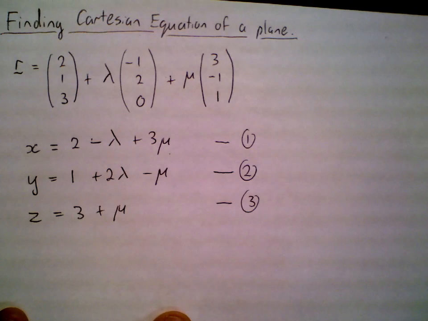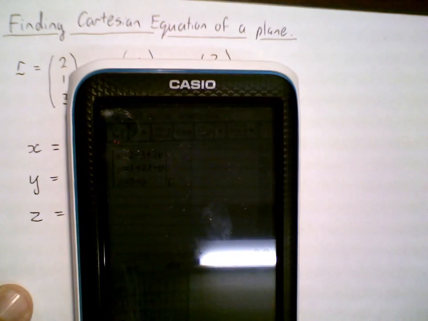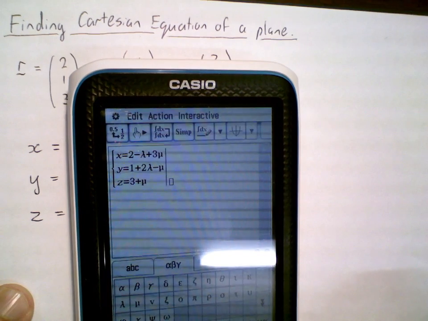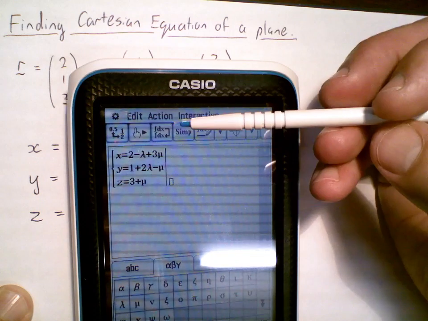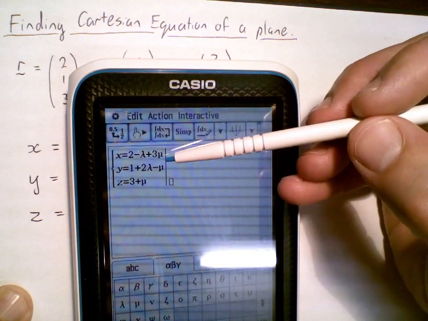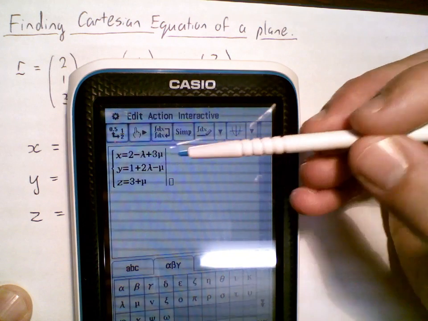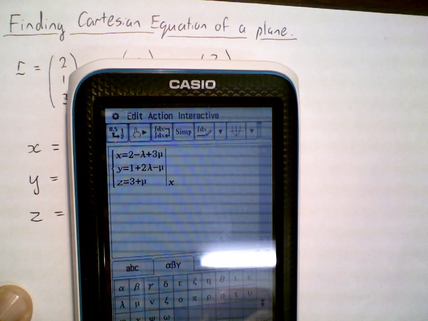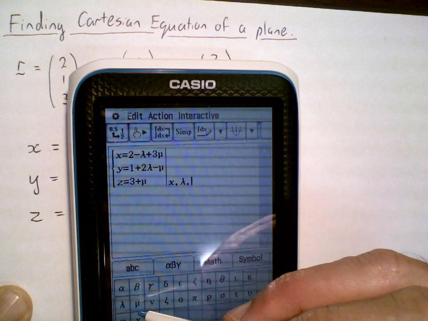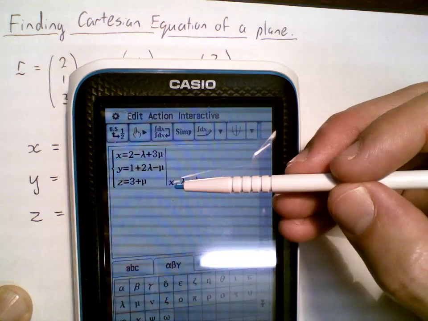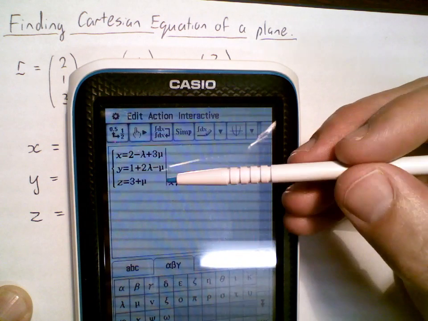However, this is very easily done on the ClassPad. So what we can do is just put these three equations into the ClassPad, like so. And the little trick here is, I guess the problem is that we've got 5 unknowns: x, y, z, lambda, and mu. But what we can do is solve for x, lambda, and mu, so let's just pop that in: x, comma, lambda, comma, mu. What we'll end up with is x in terms of y and z, lambda in terms of y and z, and mu in terms of y and z.